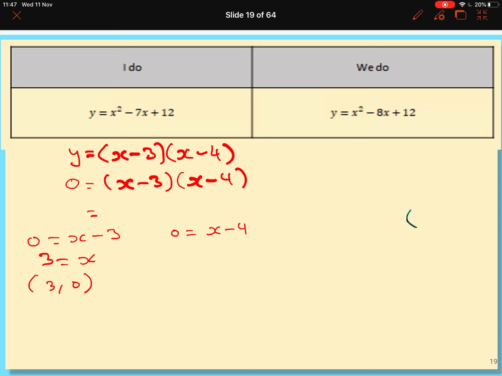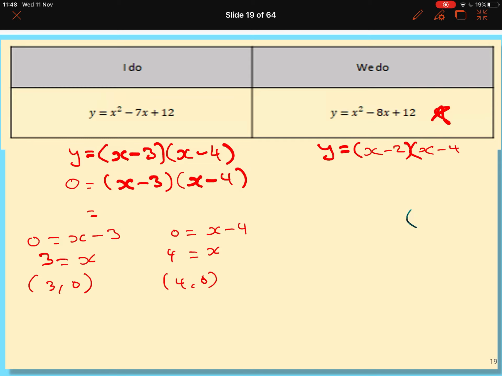We're going to make each individual bracket equal 0. So 0 equals x minus 3, and 0 equals x minus 4. Then we make x the subject to find out what x equals when y equals 0. So x equals 3, and the coordinate for one root is (3, 0). Then x equals 4, so the other coordinate is (4, 0). And that's how you find out the roots.